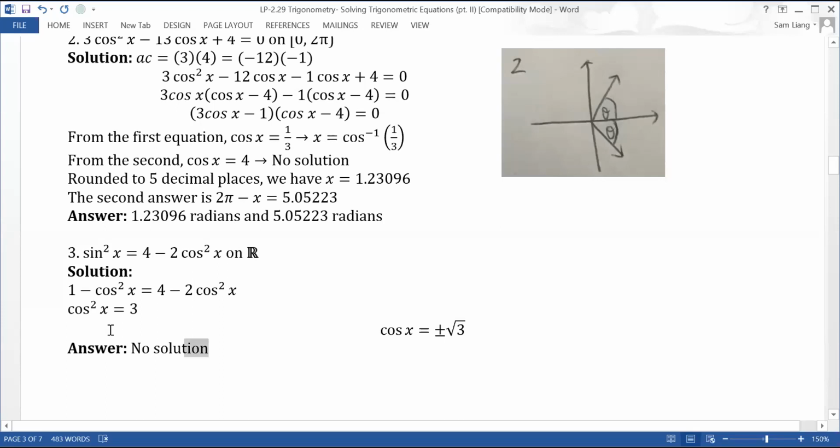And yeah, you can always check using your calculator, right? You can do arc cosine of square root of 3, and you'll see that there's no solution.